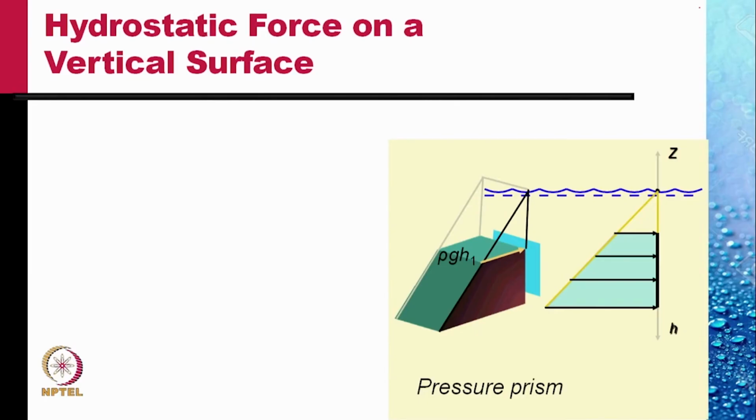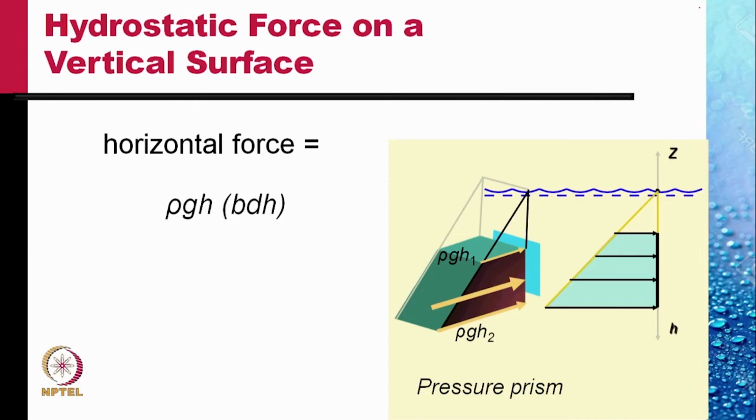The pressure on the upper edge would be rho g h1, where h1 is the depth of the upper edge from the free surface of water, and the pressure at the lowest end of this plate would be rho g h2. The total force would be acting at some point in between the two ends of the plate, and the total force would be found out by integrating over a small area dA.